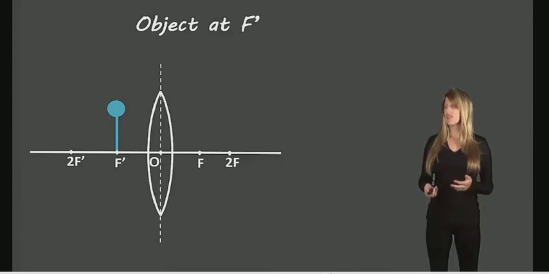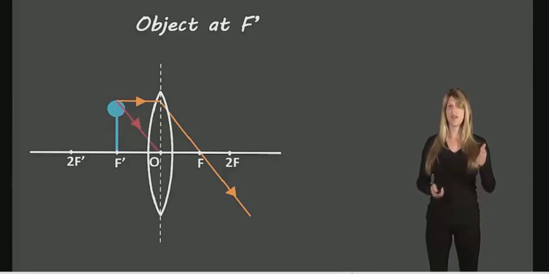In this case, our first rule will be that an incident light ray traveling parallel to the principal axis will refract through F. This is the same as the first rule that we saw last time, and again drawing the arrowheads on there. The second rule, an incident light ray traveling through the optical center will continue on in the same direction. So again, the same rule that we saw last time.